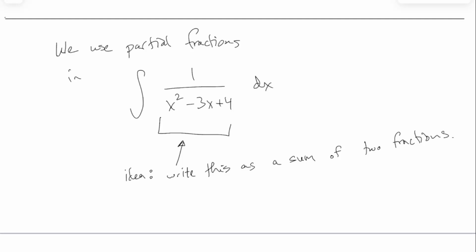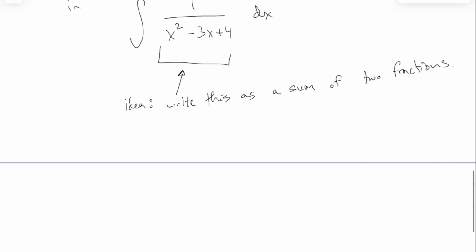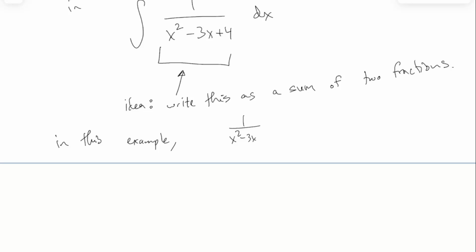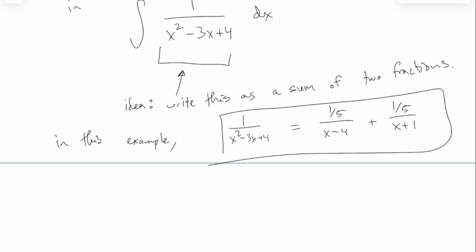And what's hard about that, of course, is that it has this denominator, and you can't just split up a denominator as a sum of two fractions. If it were in the numerator, you could easily split it up, but it's in the denominator, so that process is a little tricky. But I'll tell you, it turns out, in this case, if you know how to do it and you work it out, this 1/(x² − 3x + 4) actually is equal to (1/5)/(x − 4) plus (1/5)/(x + 1). And the partial fractions trick is figuring out how to do that.